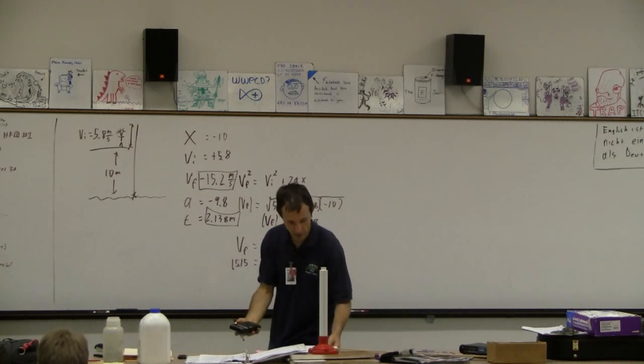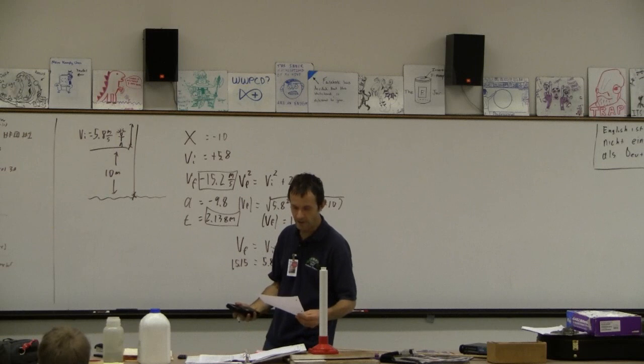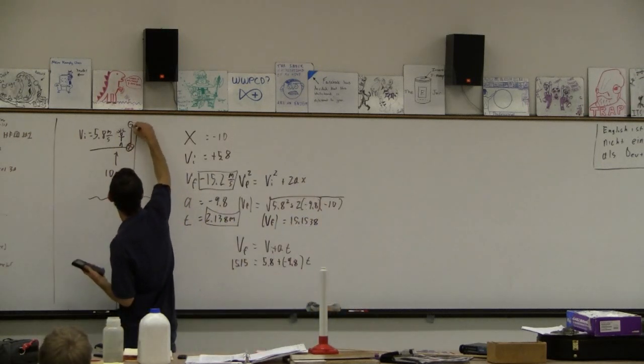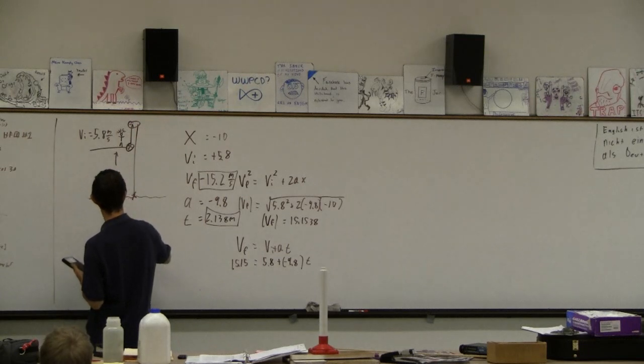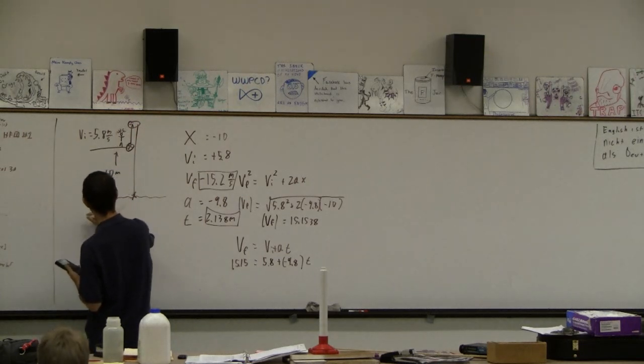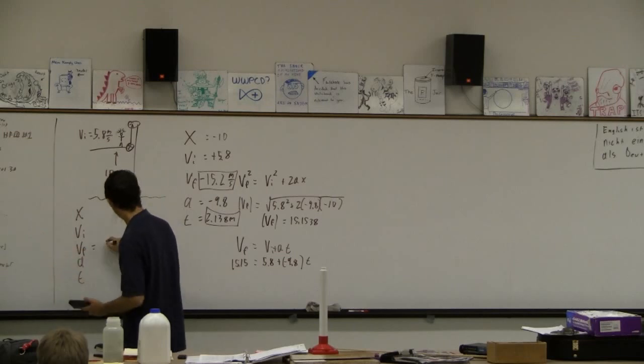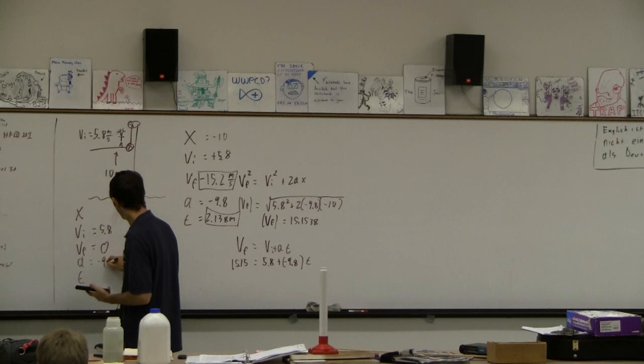And then the final thing is, to what height did he rise before going down? So for that one, we're going to go from here to here. And of course, at the top, the velocity is 0, right? So x, vi, vf, a, and t. At the top, the final velocity is? 0. It's 0, 5.8, negative 9.8, right?